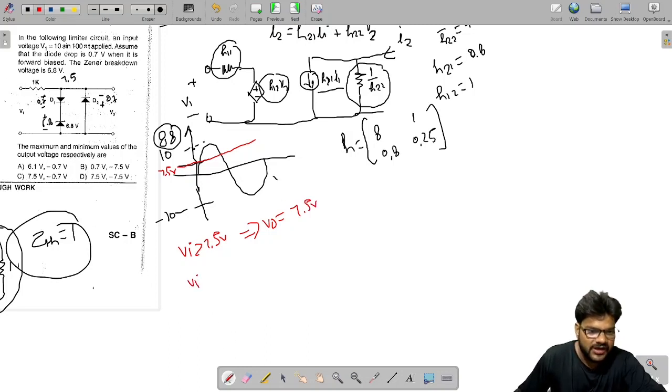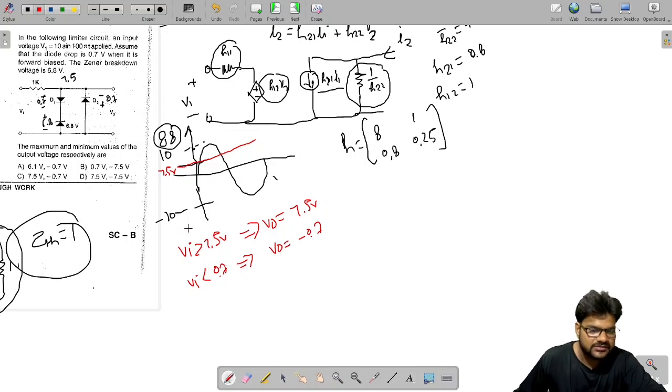Similarly, if Vi is less than 0.7 volt, what will happen? This branch will be off, and this Zener diode will not be in breakdown because it needs 7.5 volt. But this D2 will be on. If D2 is on, then V output will be 0.7 with minus-plus polarity. So V output will be minus 0.7.